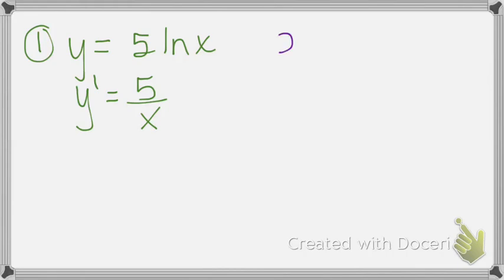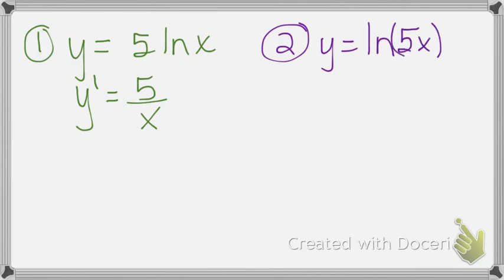So what if instead you have y equals natural log of 5x? So 5x is like it's in parentheses there. Now if they didn't put the parentheses, it would mean the same thing. I'm just telling you that just so you know. So when we do these rules that we're going to talk about with natural log, product rule, quotient rule, chain rule, all of those rules still apply.